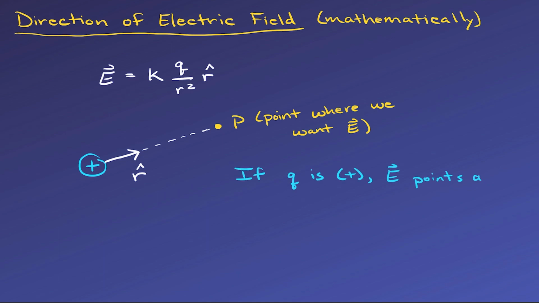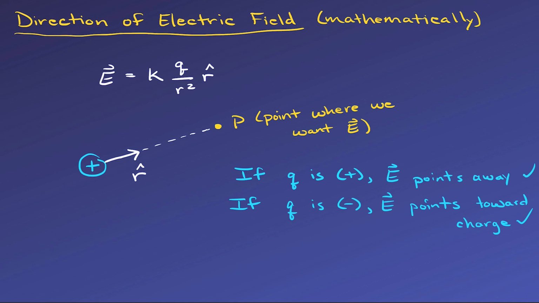Here we won't use absolute value bars around the charge Q, and this solves our problem. Using a unit vector that points away from our source charge means that if Q is positive, the electric field also points away from the source charge. If Q is negative, then the negative sign just essentially reverses the direction, making it point toward the source charge.